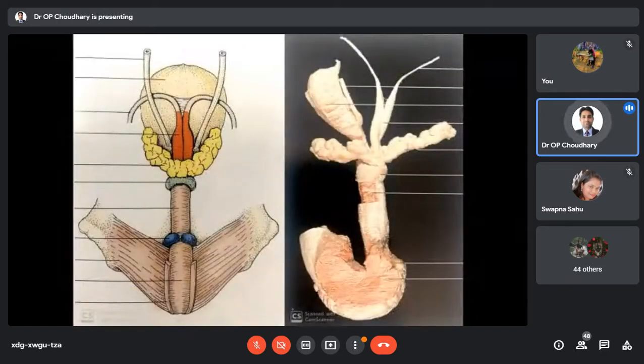So you can see here, there are three accessory sex glands, I already told you. These are the seminal vesicles on either side of the urethra. This is the urethra. On either side of the urethra you can see there are two seminal vesicles, and this is the prostate gland.